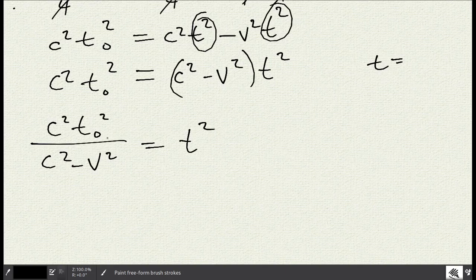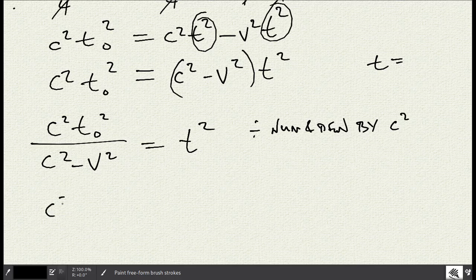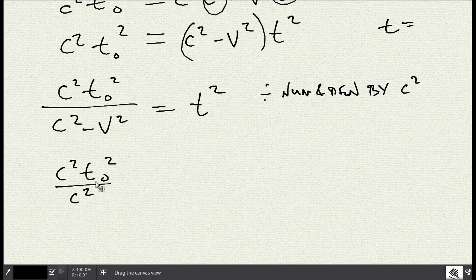Okay? Now what I can do in order to simplify even further is, on this left-hand side of the equation, I'm going to divide the numerator and the denominator by c squared. Okay? So now I'll get it like this. So divide the top by c squared, and I get c squared t naught squared divided by c squared. That's the top. That's the numerator.